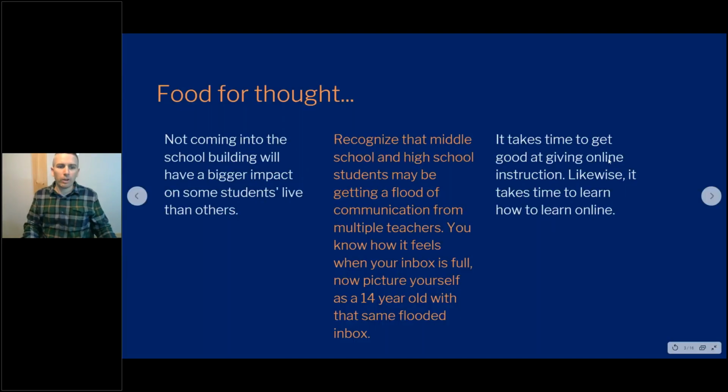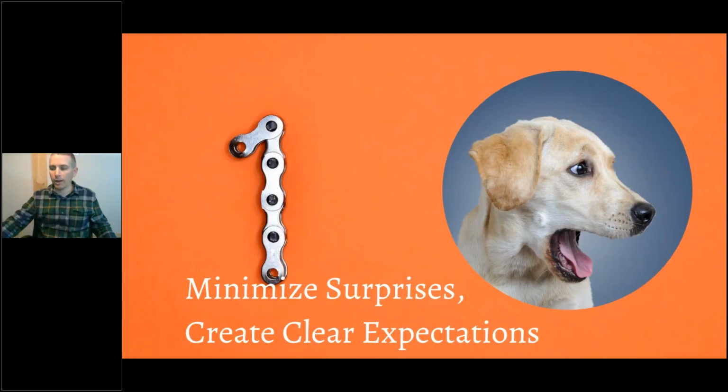So let's start with item number 1. And this is a big one. We want to try to minimize surprises for our students, but also create some clear expectations of what's to happen now. Minimizing those surprises can have a different look depending on our students, even within the same school building. Some of my students have different needs than Wendy's students, and we're in the same school building. So it's going to look different.